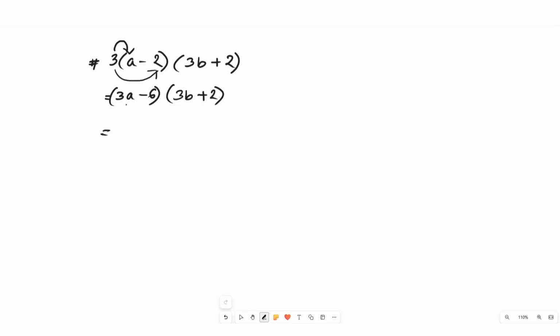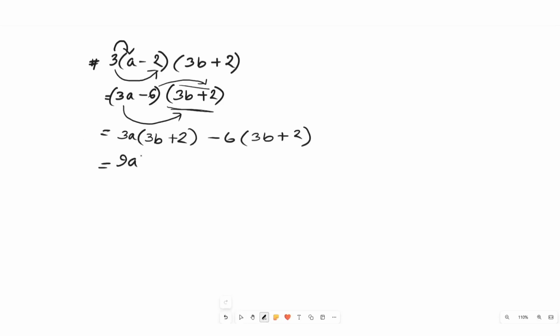Now let's multiply 3a times 3b plus 2 and minus 6 times 3b plus 2. So we get 9ab plus 6a minus 18b minus 12. And that's our answer. Now let's solve a slightly more difficult problem. I hope all of you know how to solve fractions. If you don't, then let me know in the comments. So let's solve this problem.